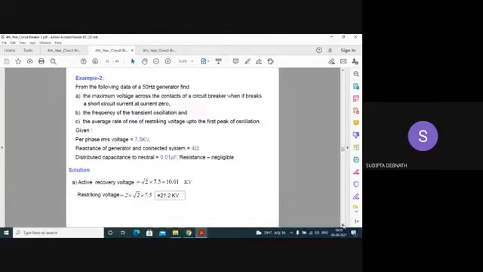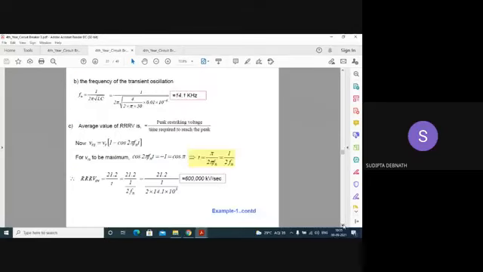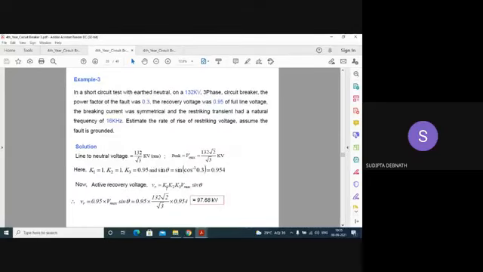So this is the original formula. Now what is given? What is the line to neutral voltage? 132 by root 3. What is going to be the peak value? This is Vmax, isn't it? So Vmax, the peak value, will be into root 3. Actually, if we divide this by root 3, then we'll get the line to neutral voltage. You have to be very specific. What is the question? Rate of rise of restriking voltage. Anyway, this is the line to neutral voltage.